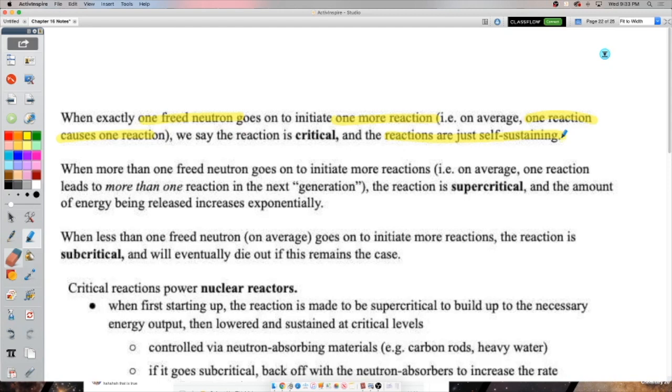So the reactions we would say are just self-sustaining. What's the word we use for that? We say the reaction is critical. It can keep itself going, okay?